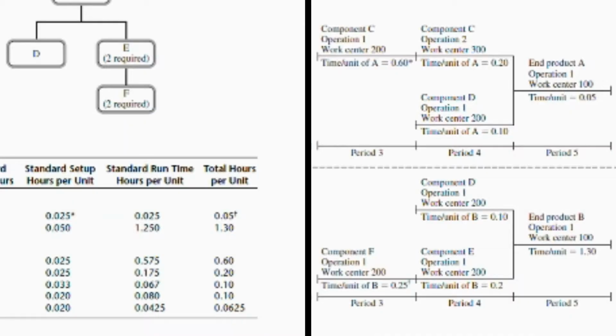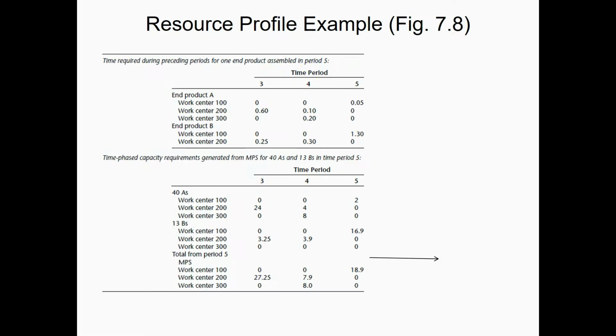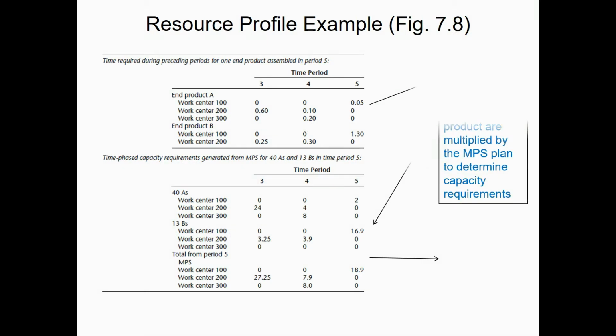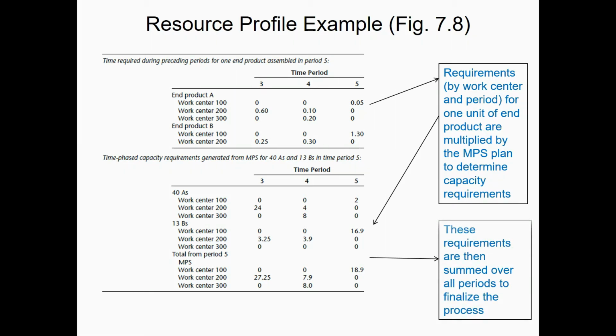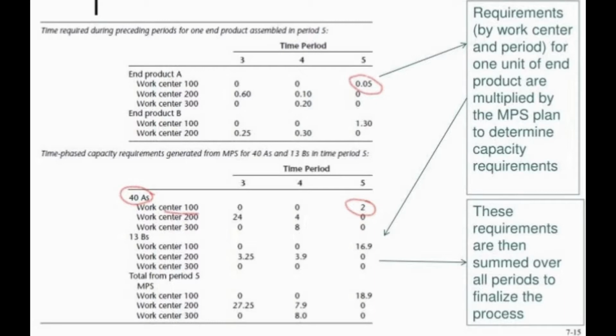The time per unit of each component is based on the information of the total hours per unit from the capacity bill table. Requirements by work center and period for 1 unit of end product are multiplied by the MPS plan to determine capacity requirement. Then these capacity requirements are summed over all periods to finalize the process. For example, for end product A at period 5, the time-phased capacity at work center 100 is 0.05 times 40 units, equal to 2.0 hours.